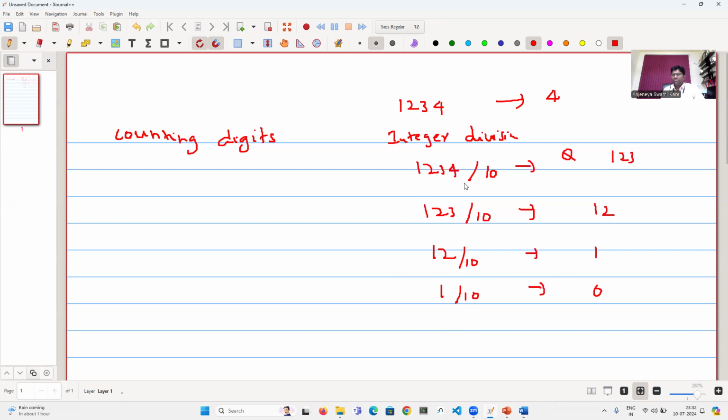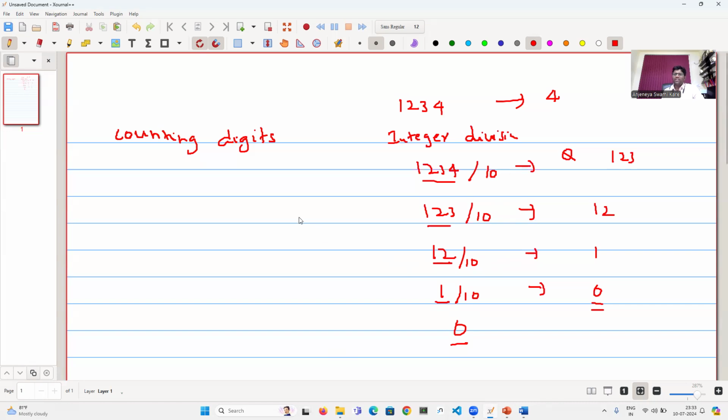We need to keep dividing the number by 10 until the number becomes 0. We keep updating the number. For the number 1 2 3 4, the next number will be 1 2 3, the next will be 1 2, the next will be 1, the next will be 0. There we will stop. The number of iterations, the number of times we are dividing, will be the number of digits of the number.